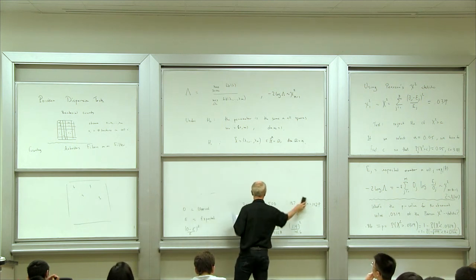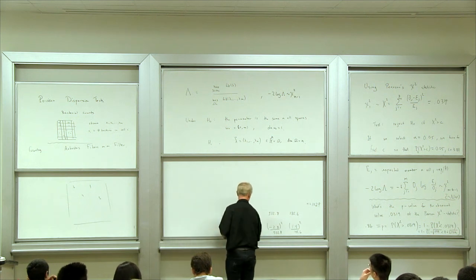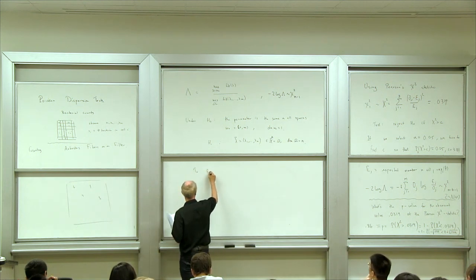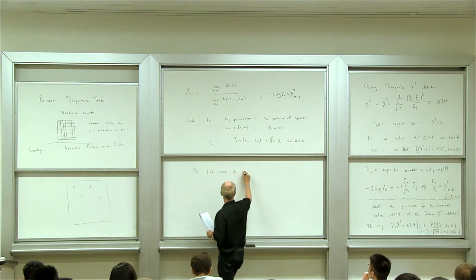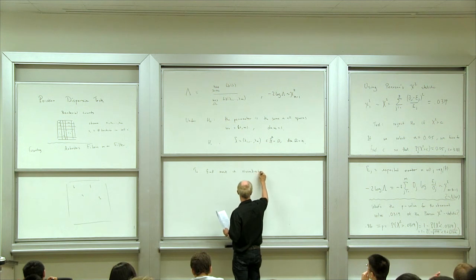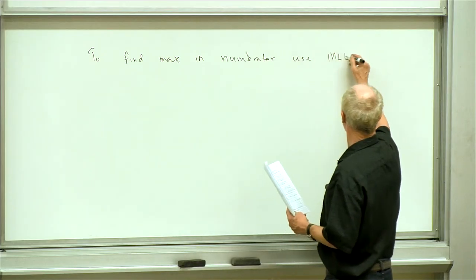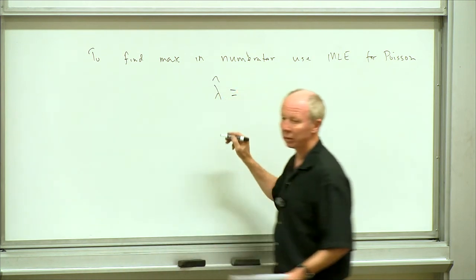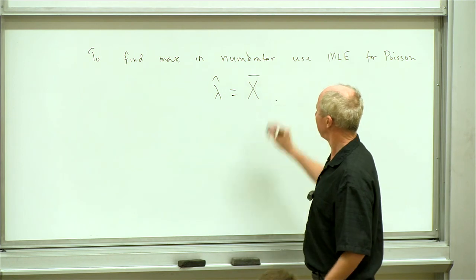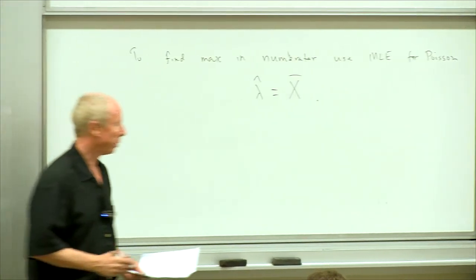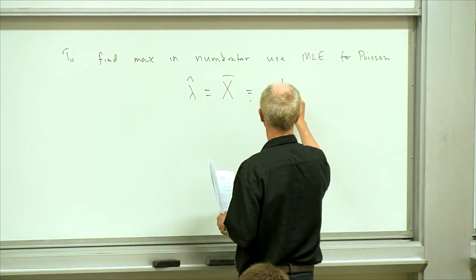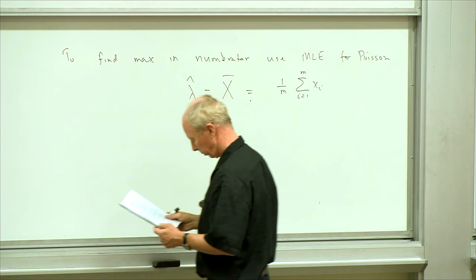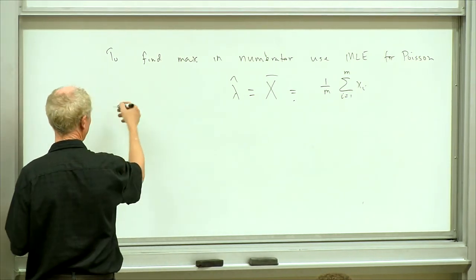To find the maximum in the numerator, I can just find the MLE for Poisson. And the MLE for Poisson, lambda hat, is x bar. Okay, so it's just the average of the observations. So in this case, it would be the sum, 1 over m, so that's under the hypothesis H naught.